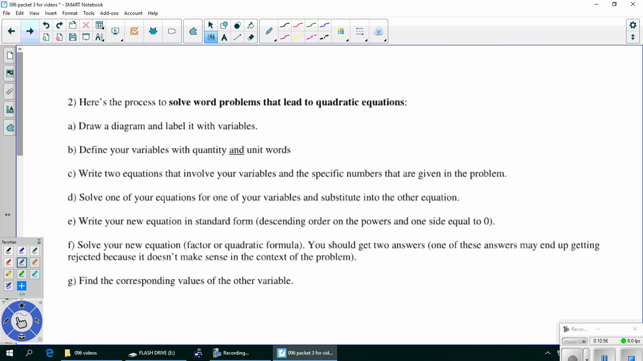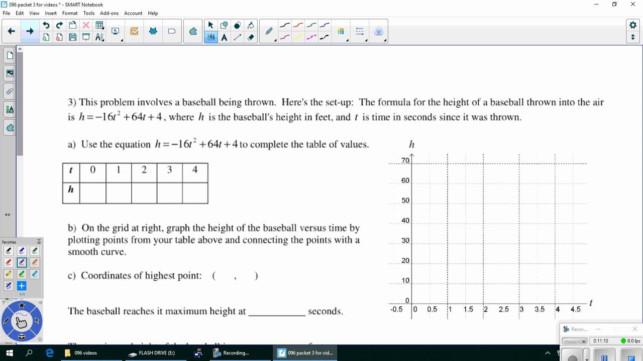Okay, on the next page is a reference sheet for you that just details the process that you can use to solve word problems that lead to quadratic equations. I'm not going to read through it, but I think you should pause the video here and read through this process. And when you're ready, we're going to move on to number 3 together.